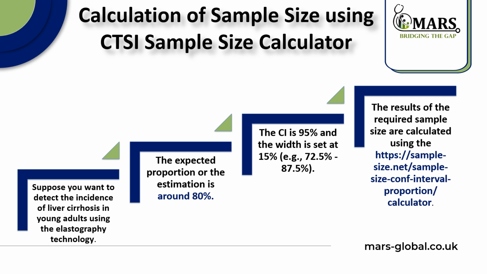The confidence interval is 95% and the width is set at 15%. This 15% is 15% of the estimation, that is 80%. So the window becomes 72.5% to 87.5%. The required sample is calculated using the CTSI sample size calculator, and the link to that calculator is given below. The results are shared in the next slide.